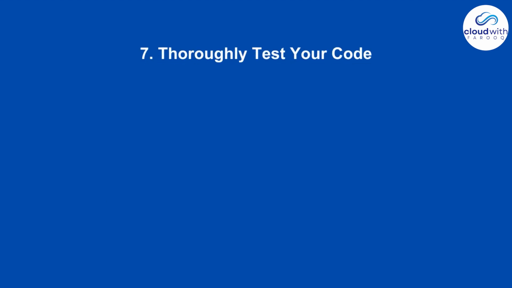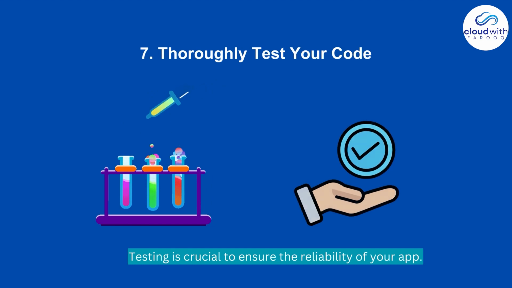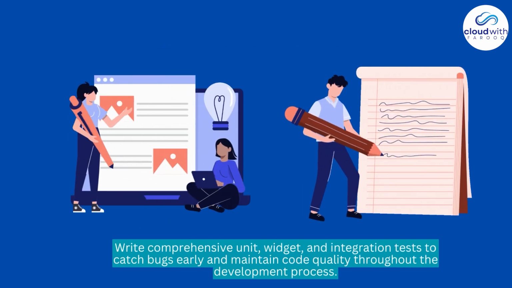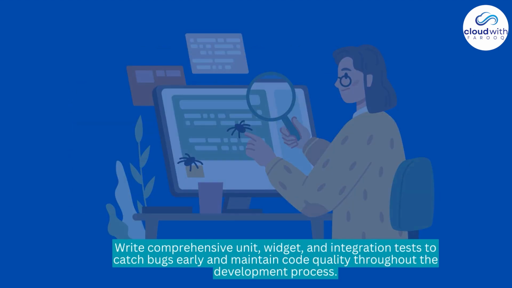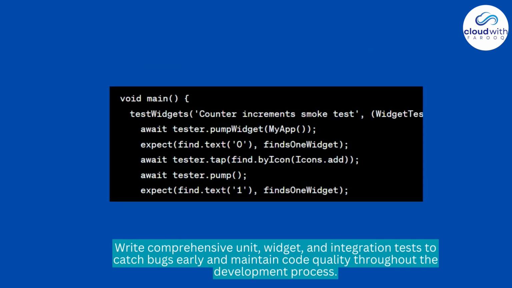Number 7. Thoroughly test your code. Testing is crucial to ensure the reliability of your app. Write comprehensive unit, widget, and integration tests to catch bugs early and maintain code quality throughout the development process.